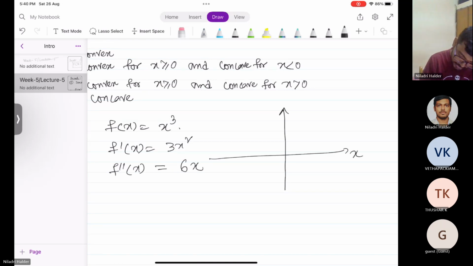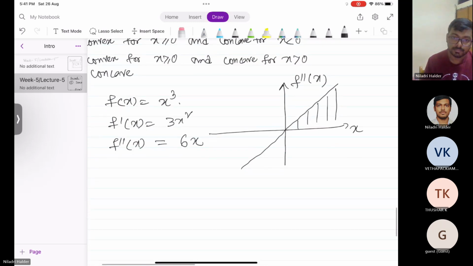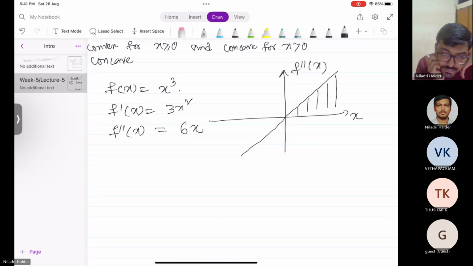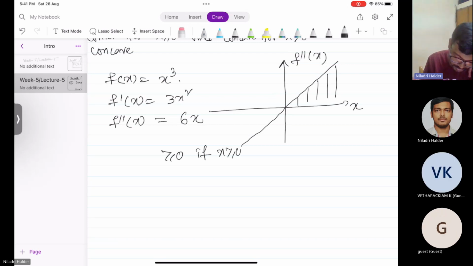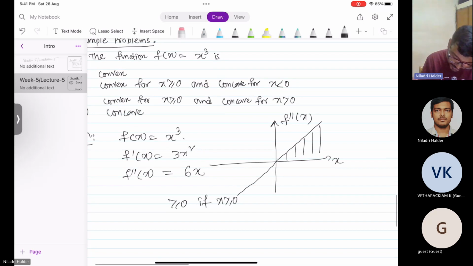So this is the 6x. Suppose this is the x and this is the f double dash x. So this is for positive x, and for negative x this. Okay, but for positive x only, f double dash x is greater than 0. So this is greater than or equal to 0 if x is greater than or equal to 0. And for x less than 0, it is negative only. So that means it will be concave for this region.